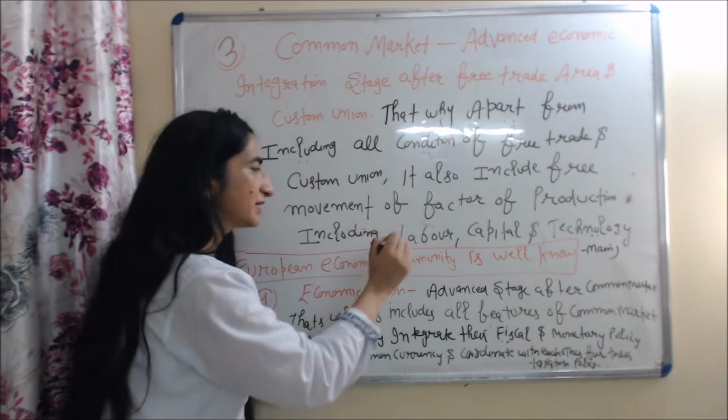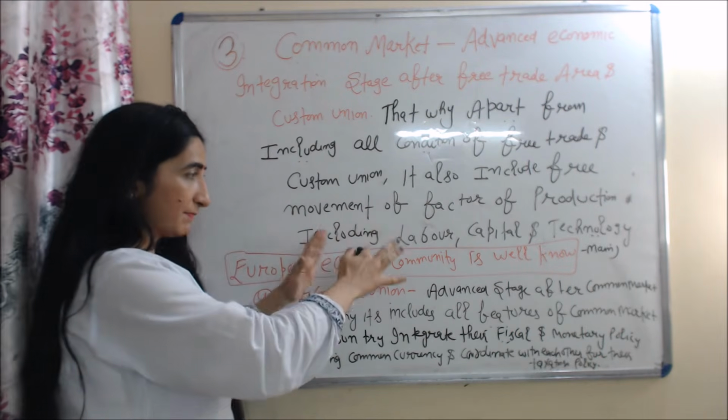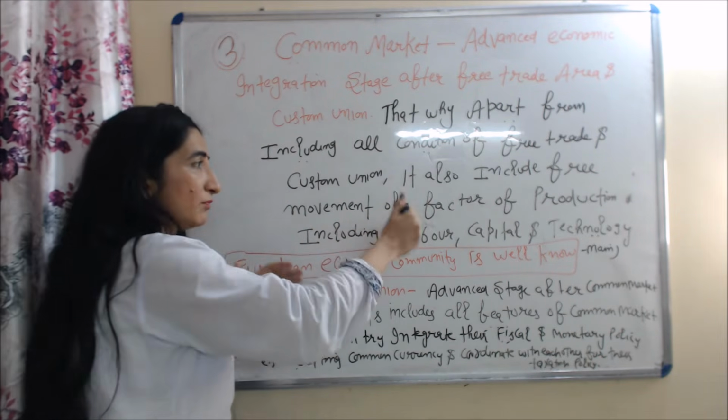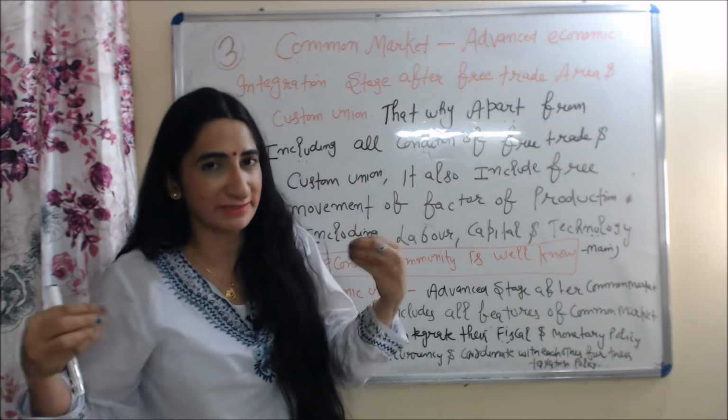European Economic Community is a well-known example of common market because the main purpose of this community is free movement of factors of production including labor, capital and technology among the member countries.